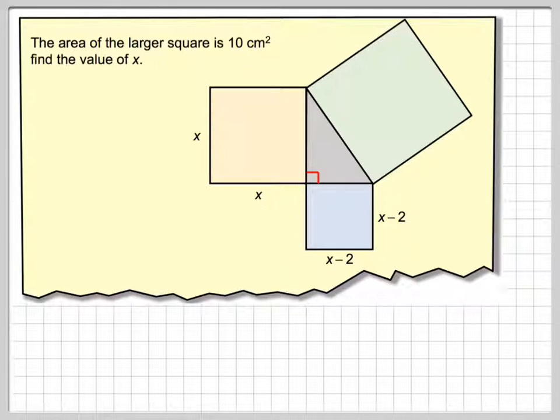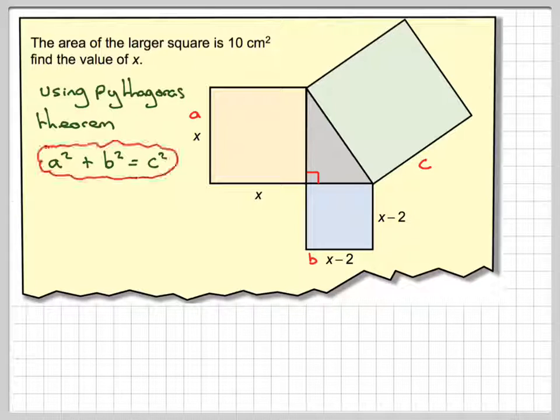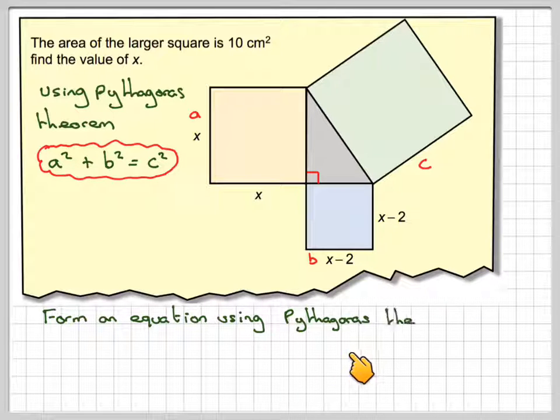So we know this one is x and this one's x minus 2. These are squares, and we might recognize this as Pythagoras' theorem. If this is a, this length is b, this length is c, Pythagoras' theorem says the sum of the squares on the two smaller sides is equal to the square on the larger side. Algebraically, that would be written as a squared plus b squared is equal to c squared. So what we need to do is form an equation using Pythagoras' theorem.